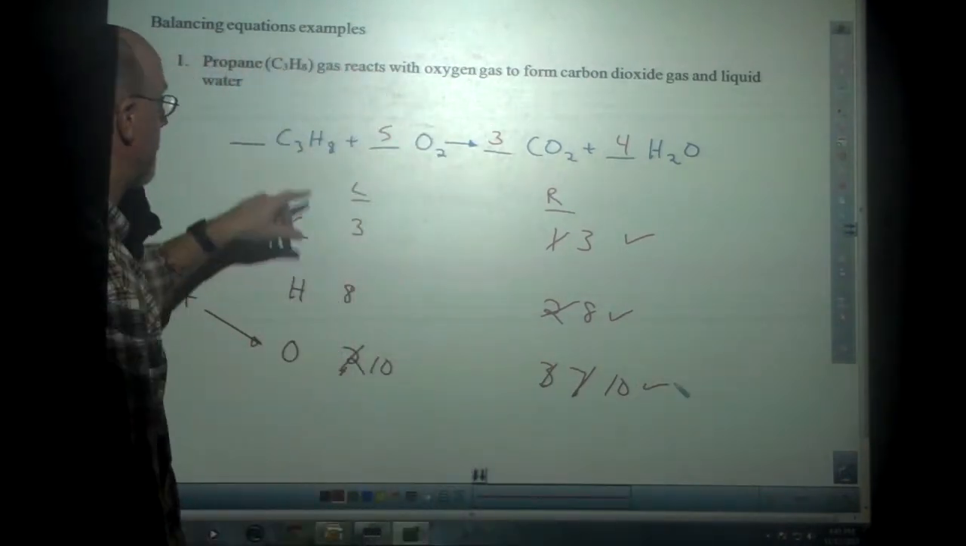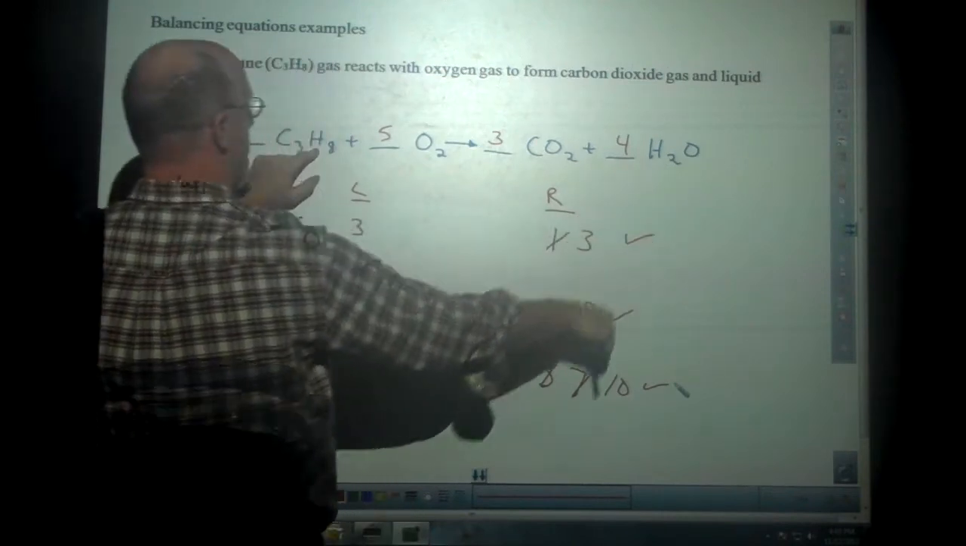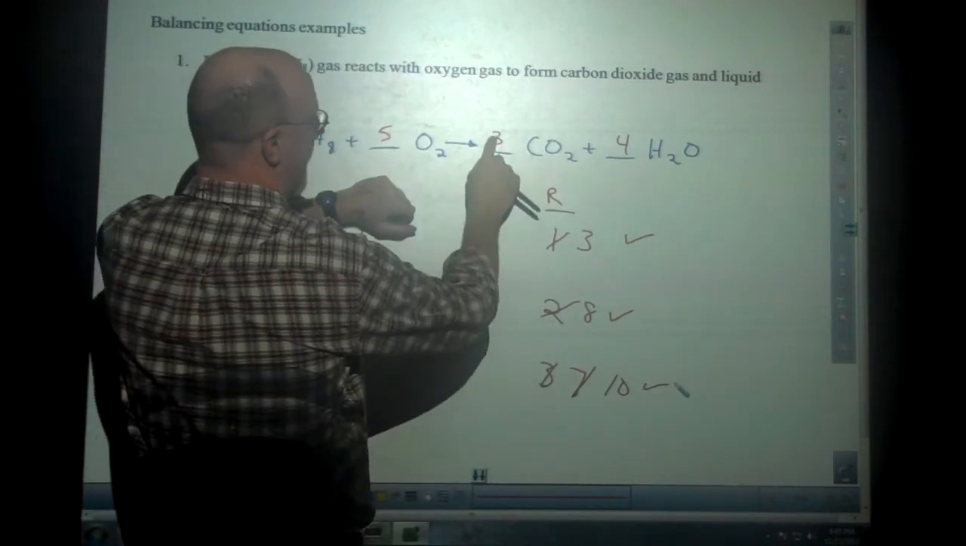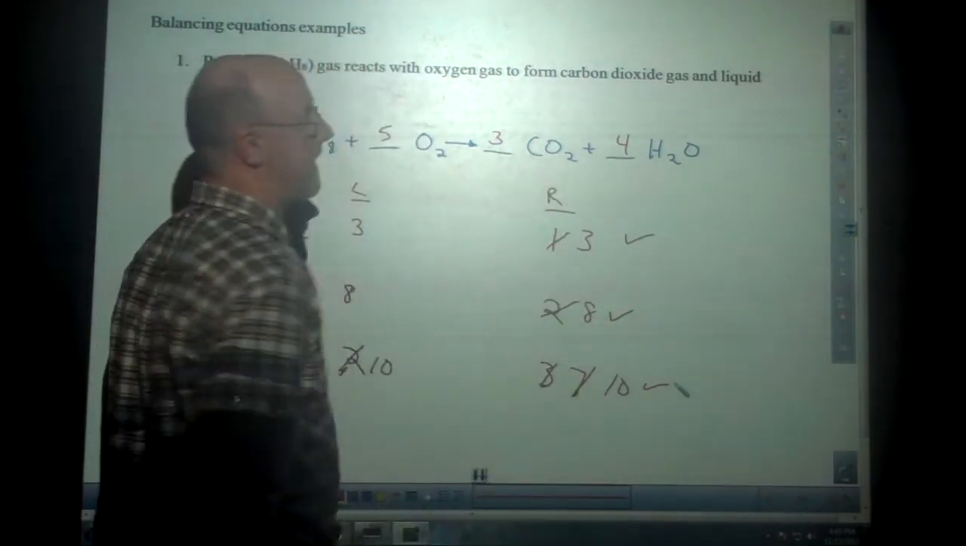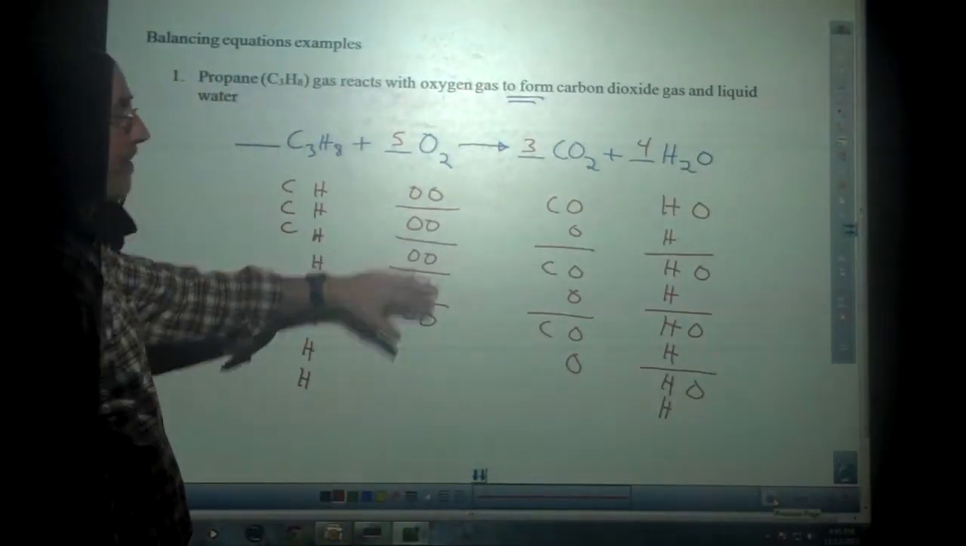So I like to do a final check. 3 carbons, yep. 8 hydrogens, 4 times 2 is 8, yep. 5 times 2 is 10. 3 times 2 is 6, plus 4 is 10, yep, it's balanced. And so we ended up at the same conclusion as we did with the other method.